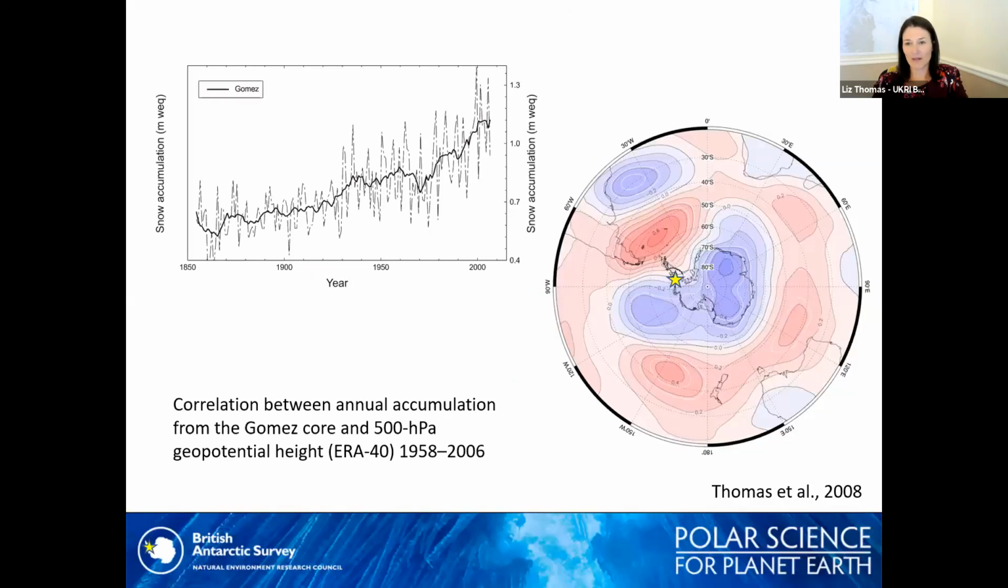I'm going to go right back to the personal journey here and bring this back to the Gomez record. We went to that site specifically to pick out a record that would capture changes in the southern annular mode, so we chose the location based on that. Indeed, we found that the snow accumulation record was highly correlated with the SAM index. We estimated that 28% of the increase we saw since 1957 was related to the positive trend in the SAM at the time.